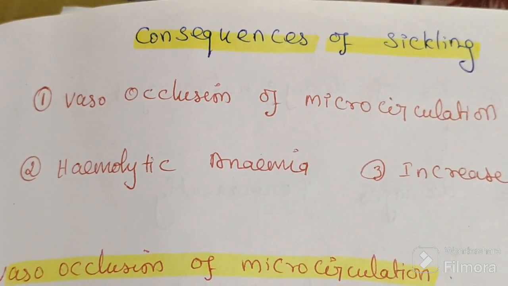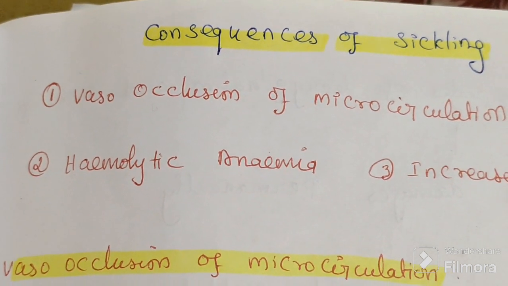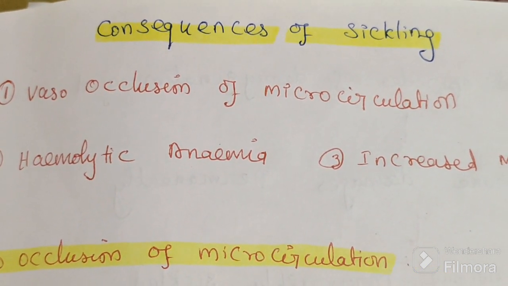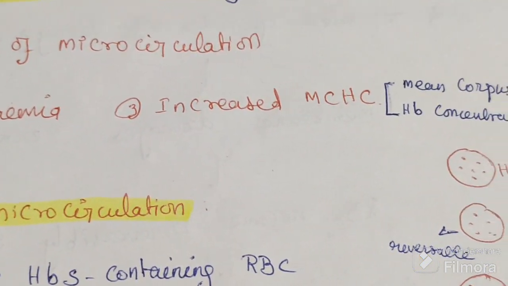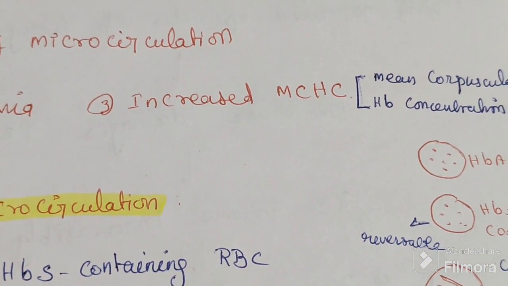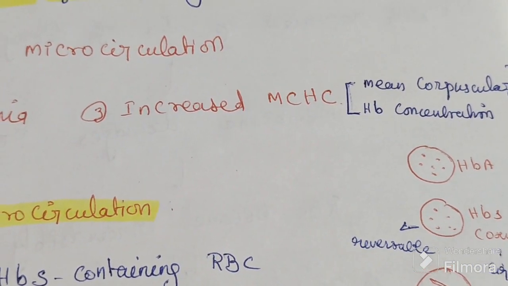So the consequence: there are three problems in human beings. First one is vaso-occlusions of microcirculation. Second one is hemolytic anemia. Third one is increased MCHC, mean corpuscular hemoglobin concentration.